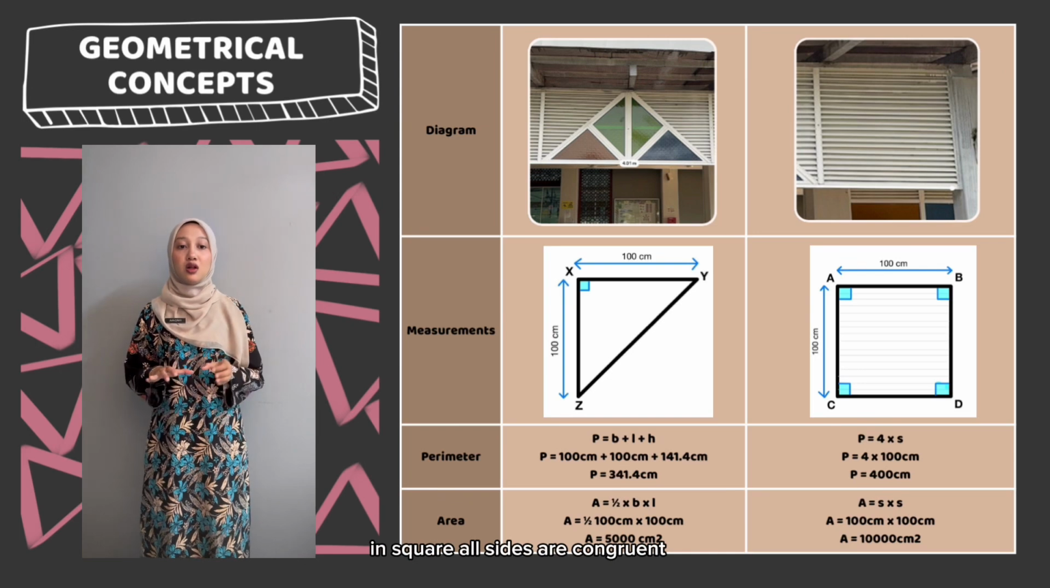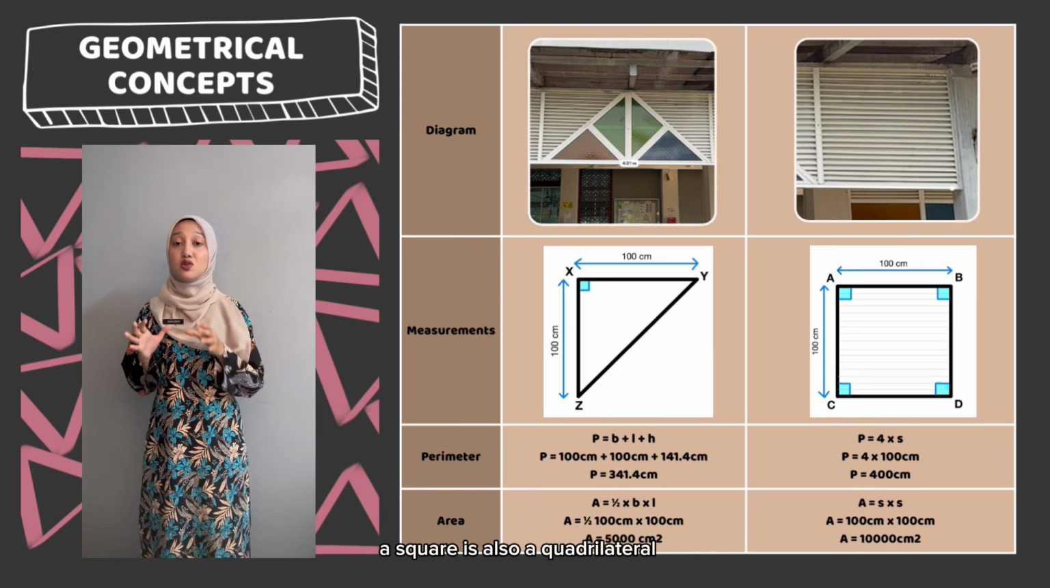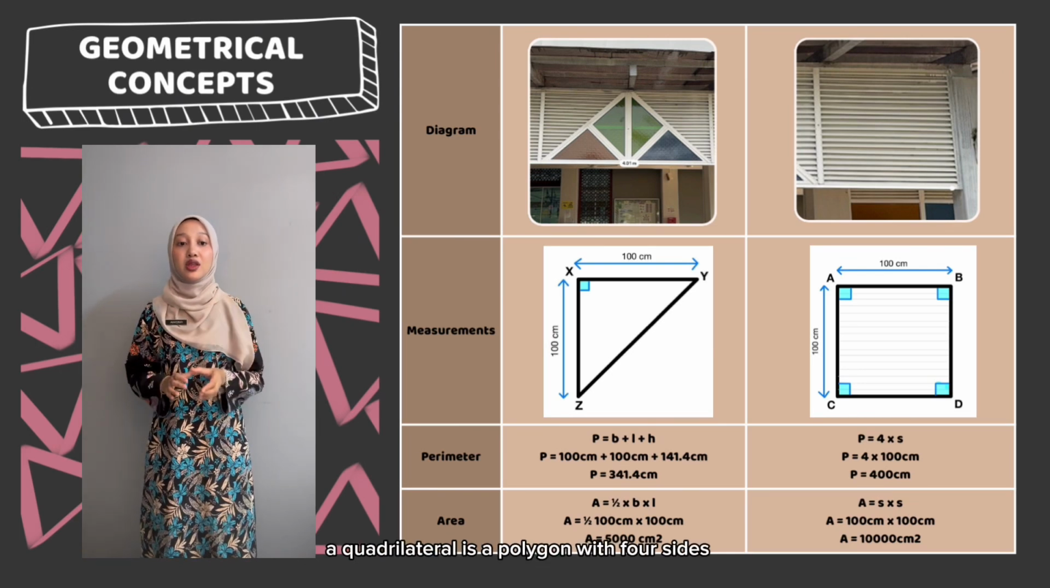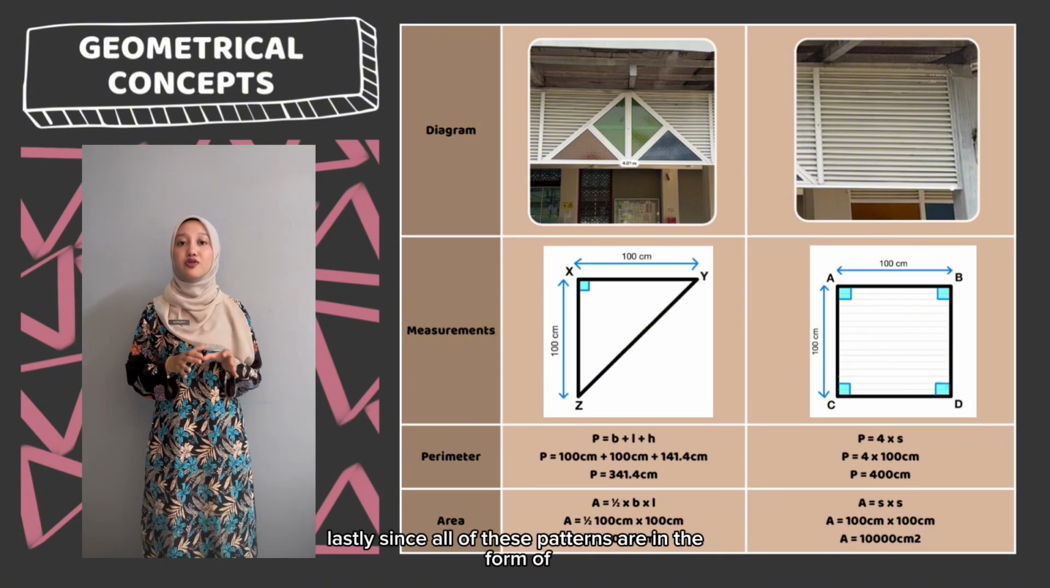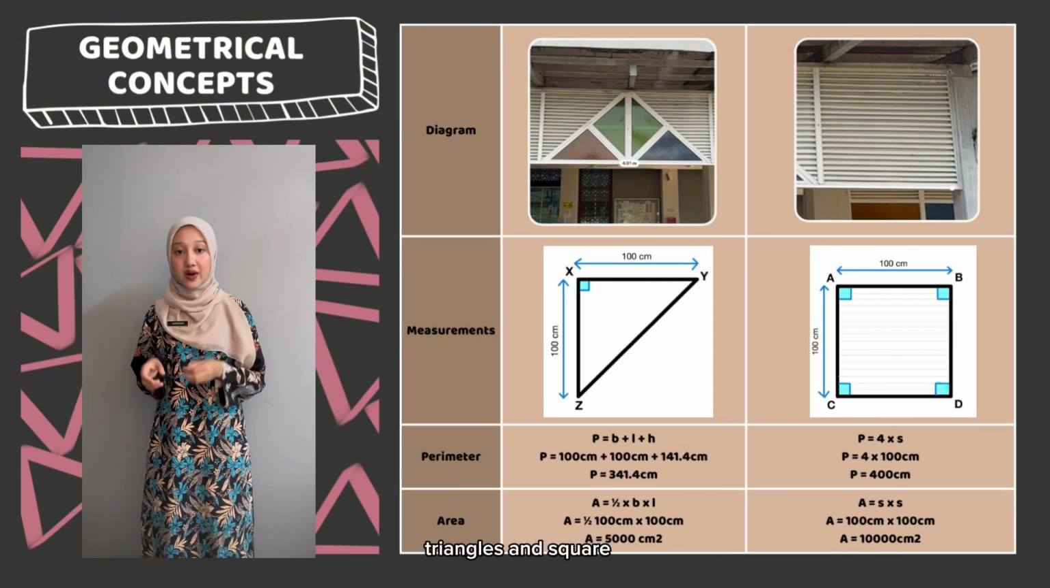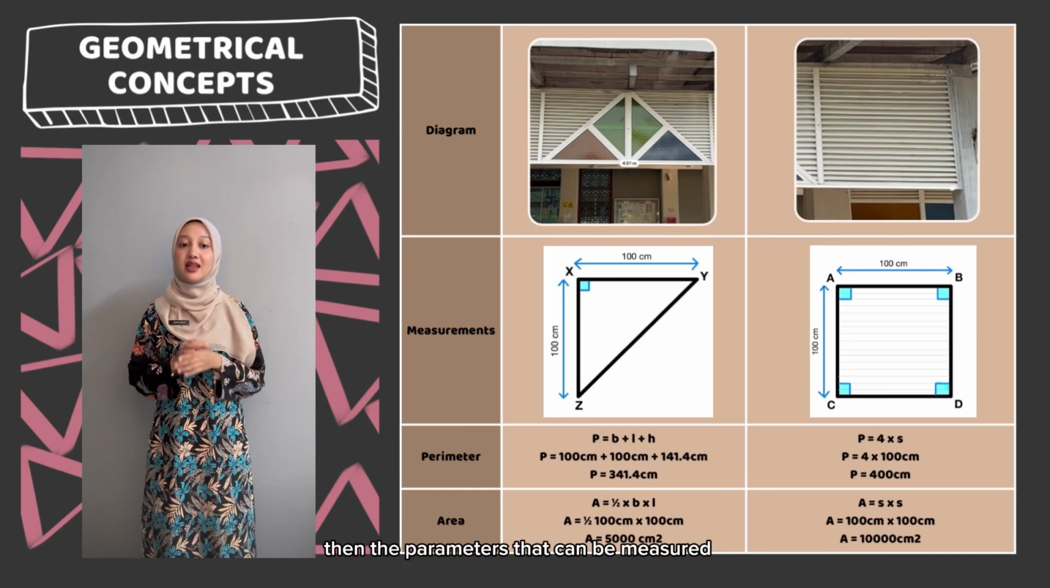In square, all sides are congruent. A square is also a quadrilateral. A quadrilateral is a polygon with 4 sides. Lastly, since all of these patterns are in the form of triangles and square, then the parameters that can be measured are the area and perimeter.